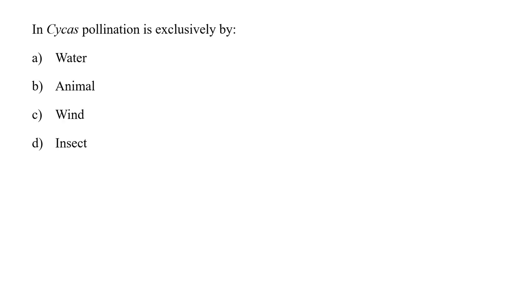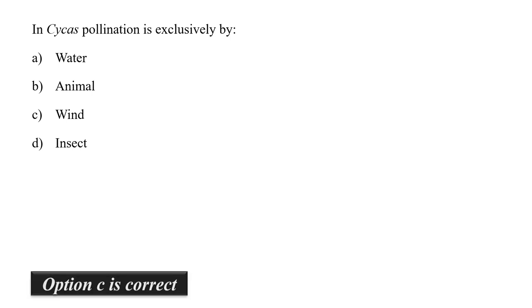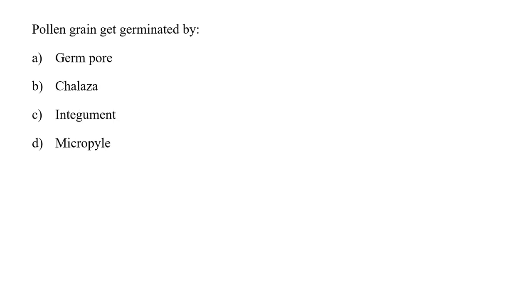In Cycas, pollination is exclusively by water, animal, wind, or insect. See, Cycas is a gymnosperm, and most gymnosperms follow pollination through wind. So option C is correct.